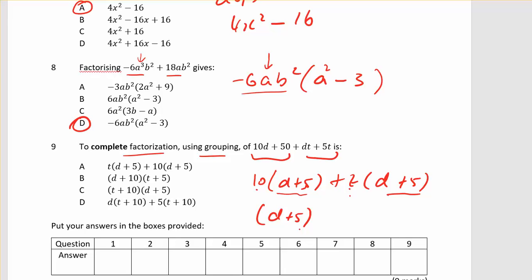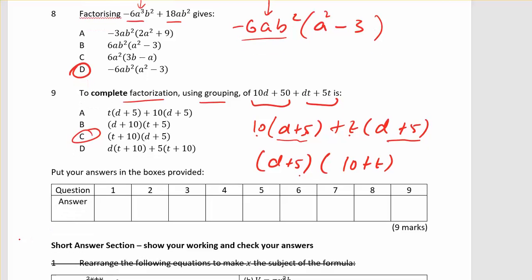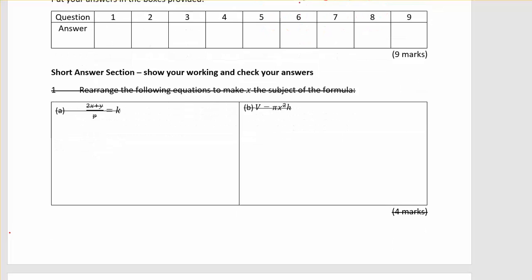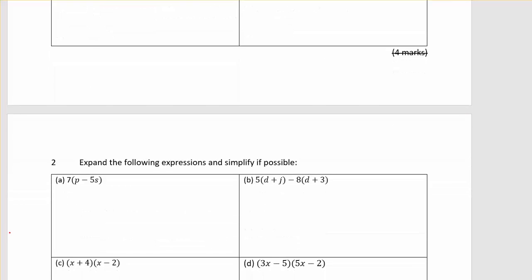You're left with 10 plus t. So 10 plus t, t plus 10, d plus 5. That's the answer, okay? They've just done it in a different order, that's fine. So those are the answers for questions 1 to 9. Question 1, we don't need to worry about, we didn't cover that.